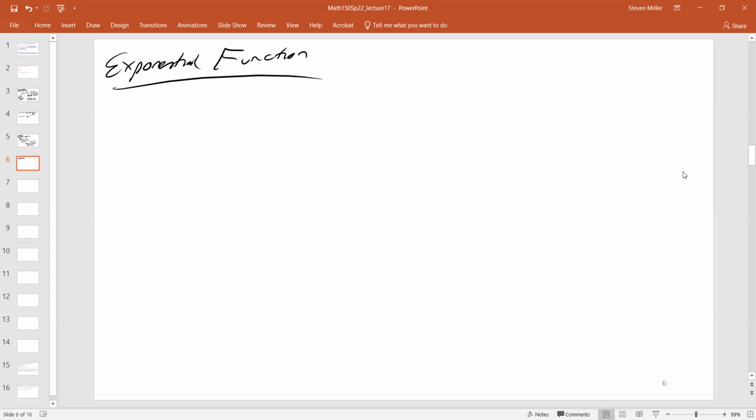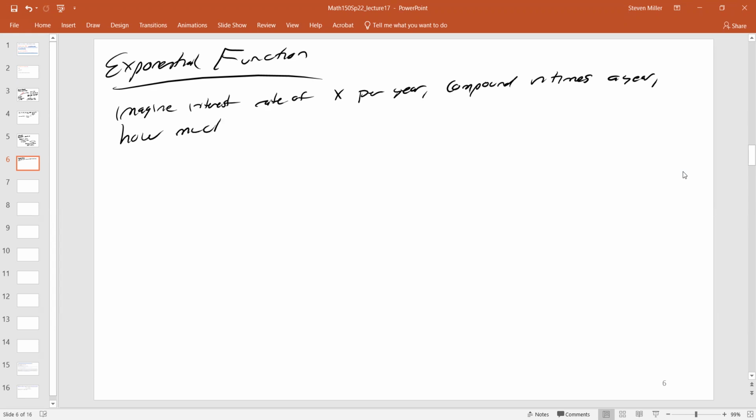How many have seen the compound interest definition of the exponential function? So one definition is, imagine an interest rate of X per year, compounded n times a year. How much is $1 worth in a year?